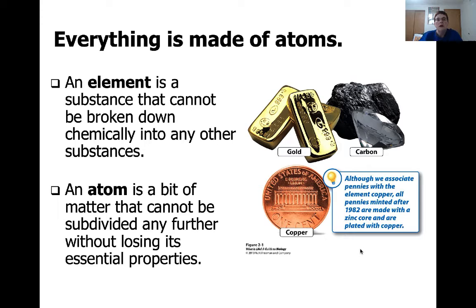So first thing, just some terms so that we're all on the same page. An element is just a substance that can't be broken down chemically into any other substances. You can see some examples here of some different elements. Gold, carbon, two different examples. We've got coal and diamonds. These are both made out of carbon. It's just that their atoms are arranged differently to make them into these two different materials.